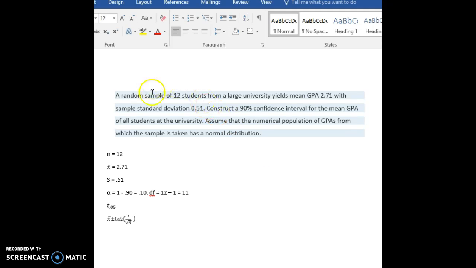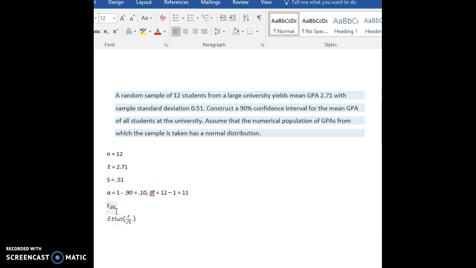All right, so let's notice again, small sample size of 12, and we don't know the population standard deviation. So we're going to have to use this formula for our confidence interval. Let's note also our mean is 2.71, and our sample standard deviation is 0.51. Alpha is 1 minus our 90% as a decimal. It is 0.10. And our degrees of freedom are the number in our sample space minus 1, or 11. Now don't forget we have to take our alpha and divide it by 2.